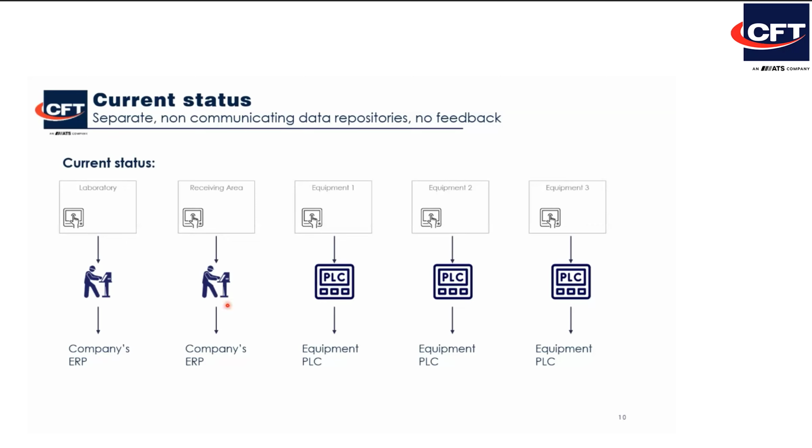The current status of most of the factory looks pretty much like this slide. So the data are there. The problem is they are scattered and hidden in a series of different streams. The laboratory is going to save its data on a paper sheet or, in the best case, on an Excel or ERP system. The receiving area will do the same, while we'll have several PLCs recording data for each one of the equipment in the line.